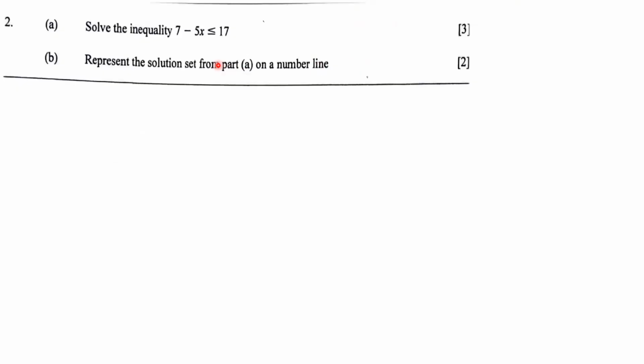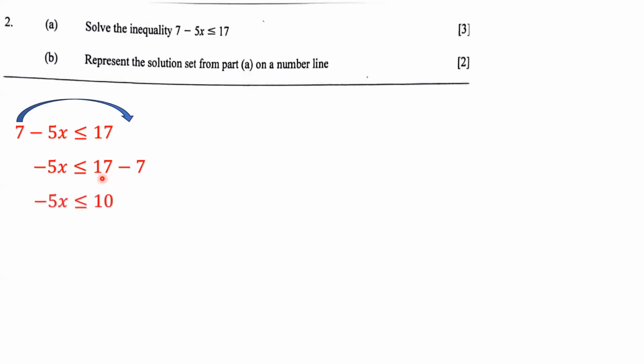Here it says solve the inequality 7 minus 5x is less than or equal to 17. The first thing we're going to do is send the 7 over. It is a positive 7, so when we send it over, it's going to be a negative 7. So here we have negative 5x is less than or equal to 17 minus 7. Now 17 minus 7 is definitely 10, and so we have negative 5x is less than or equal to 10.